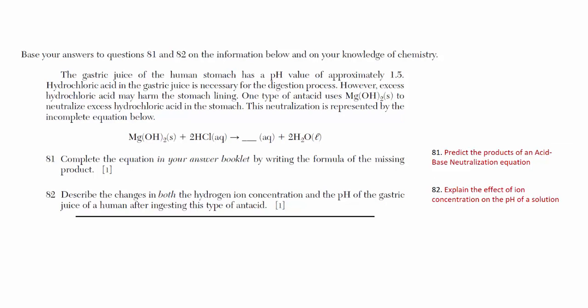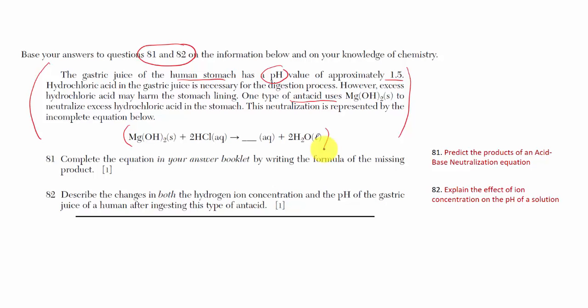Our next pair of questions, 81 and 82, come from the acid and base unit. And we have a narrative here explaining gastric juice in the human stomach. So we're going to the human stomach, and we know that the gastric juices have a pH that's given to us. And we're talking about antacids, in this case magnesium hydroxide, used to neutralize excess hydrochloric acid in the stomach. And they've given us an equation showing how that happens.